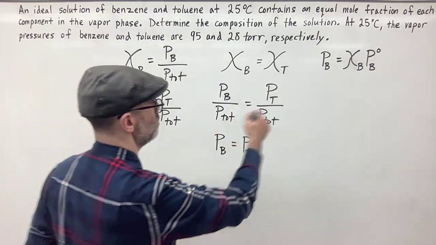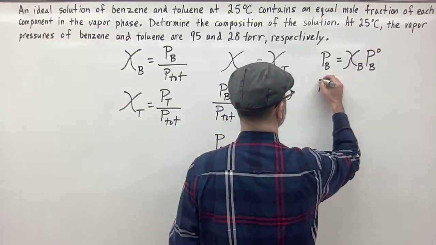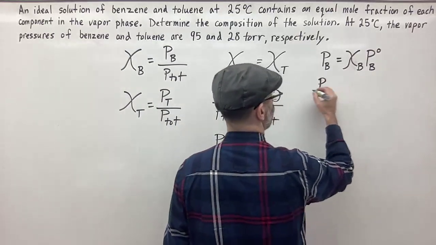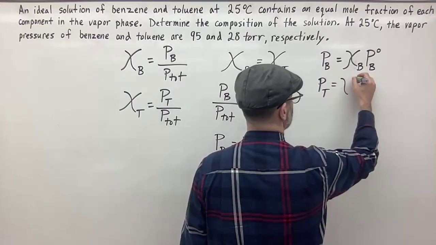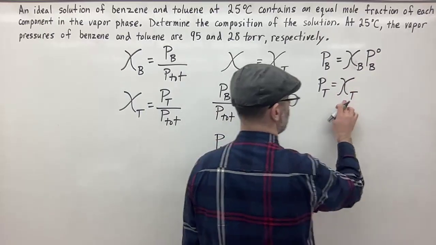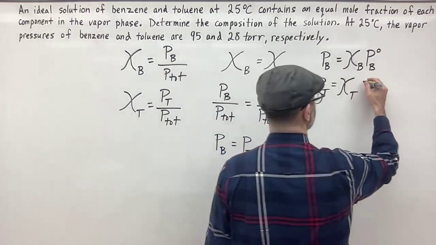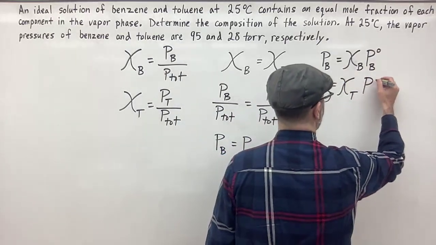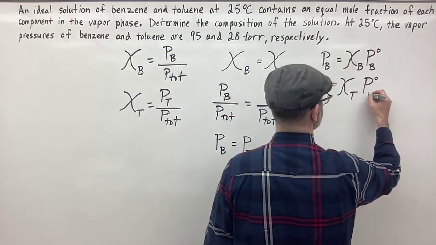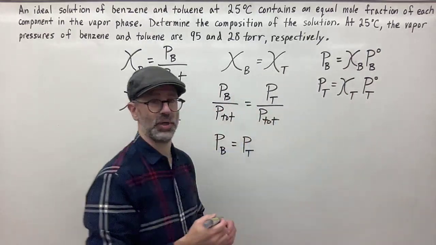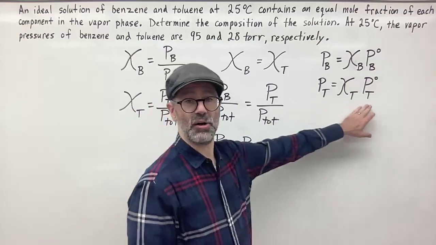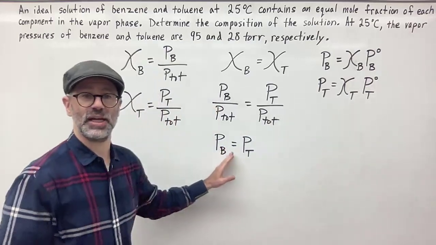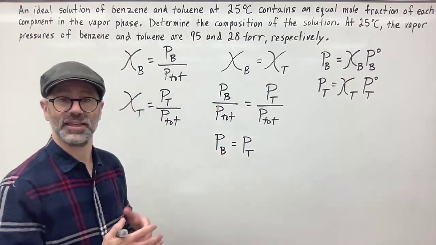The same goes for toluene. So the partial pressure of toluene at 25 degrees Celsius is going to be the mole fraction of toluene in the solution multiplied by the vapor pressure of pure toluene, right? Not as a mixture. So using Raoult's law and this relationship, we can now set them equal.